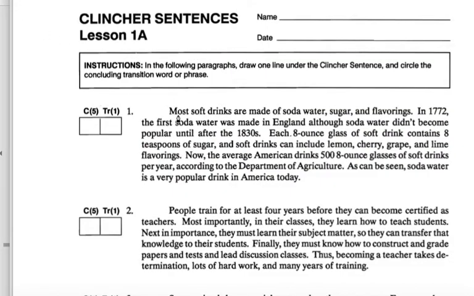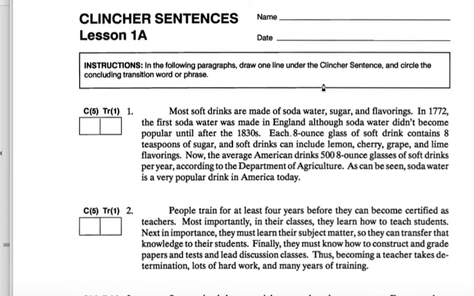So here's my topic sentence. Most soft drinks are made of soda water, sugar, and flavorings. Well, I'm listing the details, therefore I must have a specific topic sentence. And then if I look closely, they go ahead and they use different transitions to introduce all of these details. In 1772, now is also a transition.